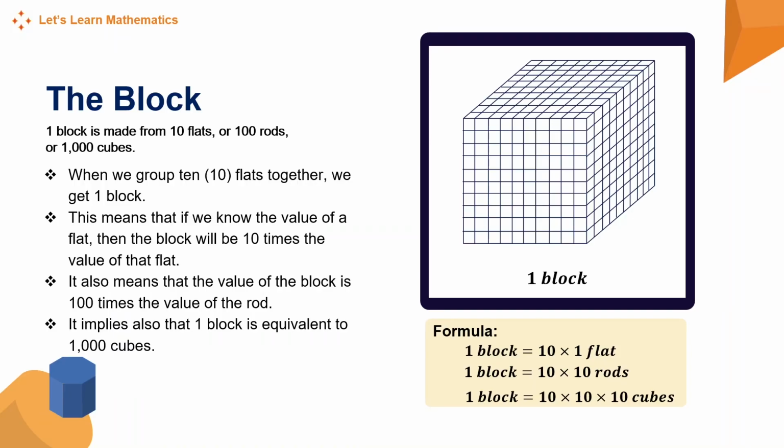And also, if we know the value of the cube and we want to know the value of a block, we would have to multiply the value of the cube by 1000 to get the value of the block. That is why we said that the cube is the most important, because it is out of that we are able to build each of the components.